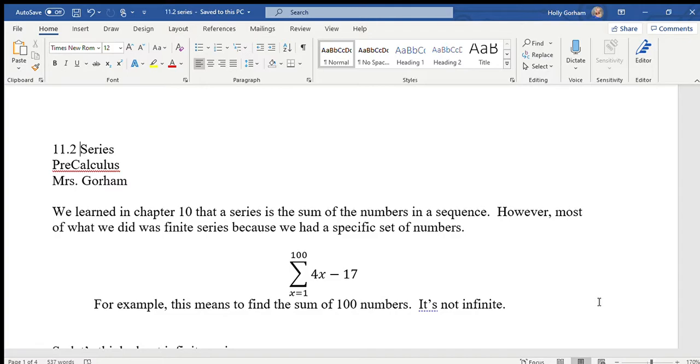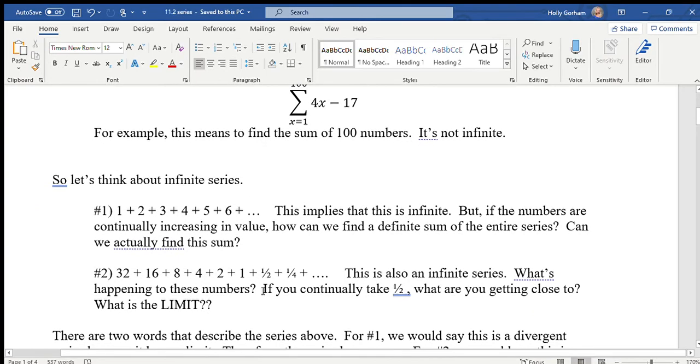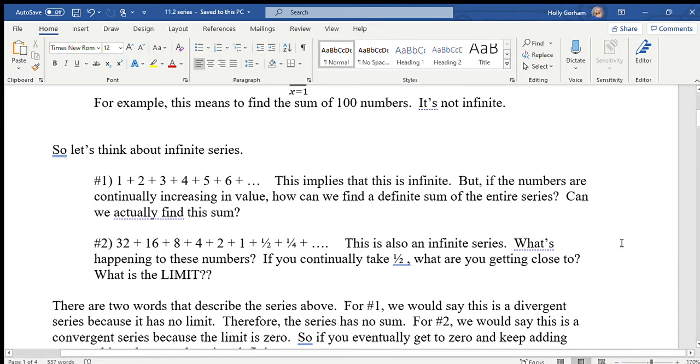For instance, when you look at this problem right here, it's telling you to go from 1 to 100, meaning you're only finding the sum of 100 numbers. It's not infinite, it's not forever. And so let's think about infinite series for a second. If you have infinite, that means it continues on without end.